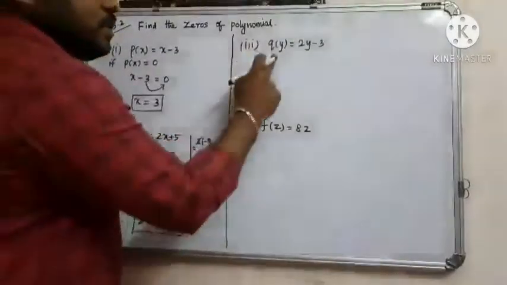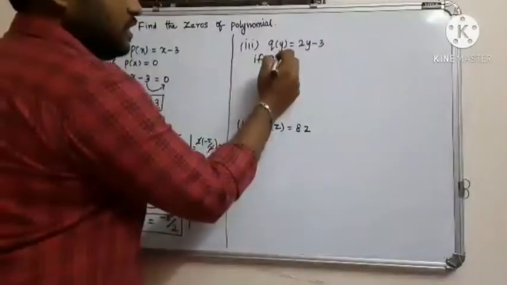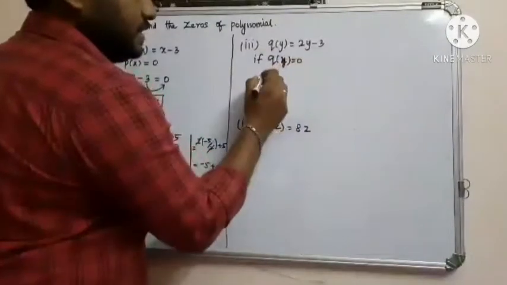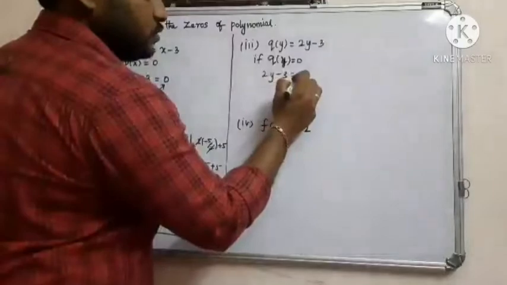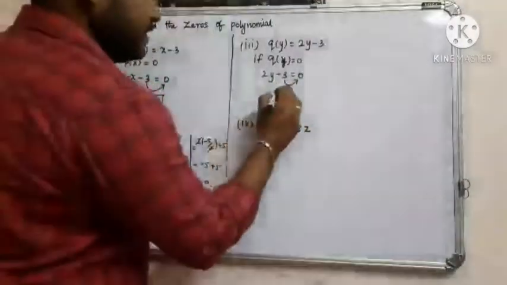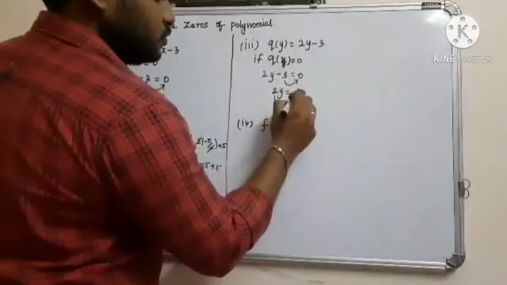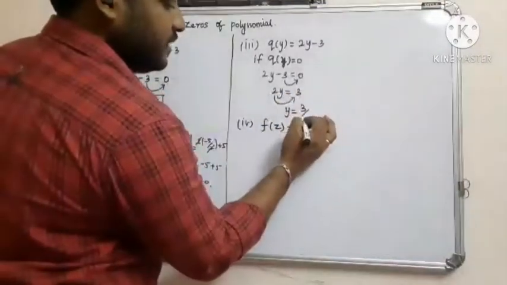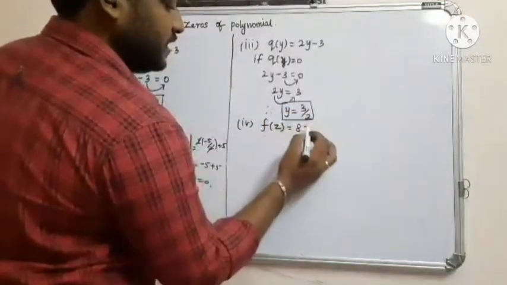For the third question, q of y is equal to 2y minus 3. So if q of y is equal to 0, then 2y minus 3 is equal to 0. So minus 3 will change into plus 3. So 2y is equal to 3. Then 2 will change into divide. So y is equal to 3 by 2. So this is the value of the zero of the polynomial.